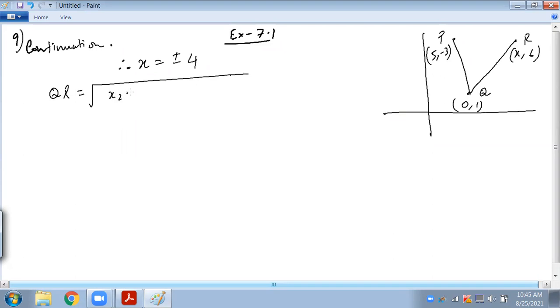Apply the same formula, x2 minus x1 whole square plus y2 minus y1 whole square, so it will be square root of. Now for Q and R, we can take R as x1, y1 and Q as x2, y2. I told you if there is any x and y, you take that point as x2, y2, sorry. You take R as x2, y2, and Q as x1, y1.